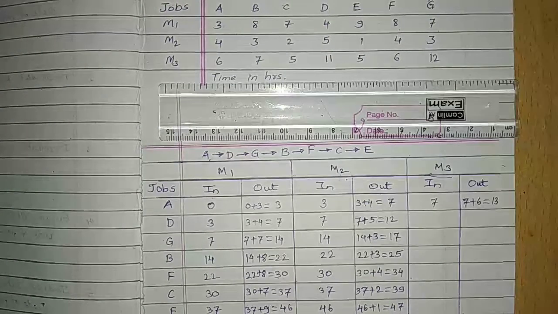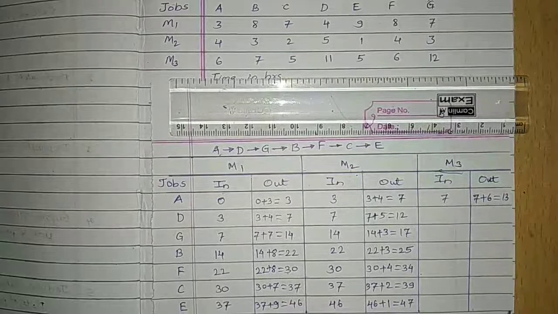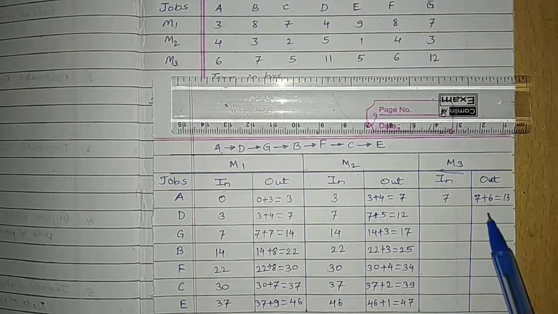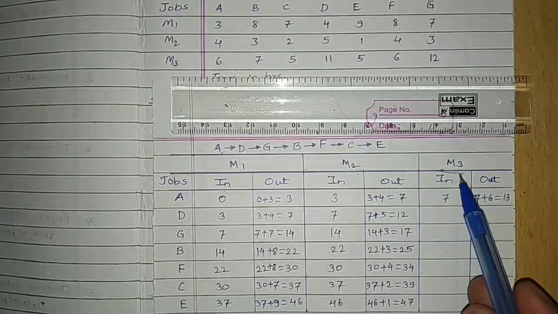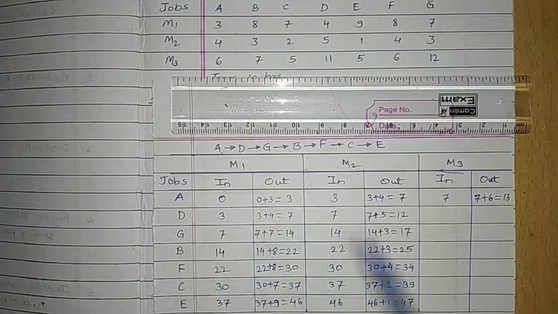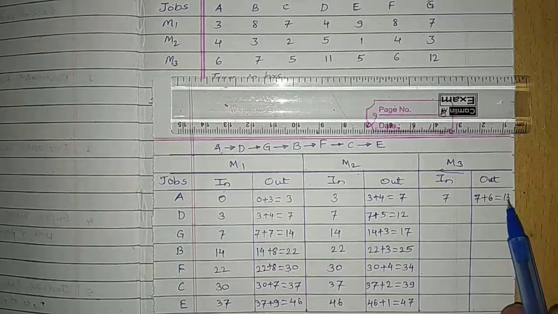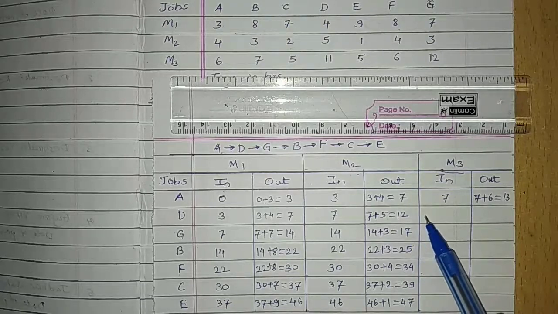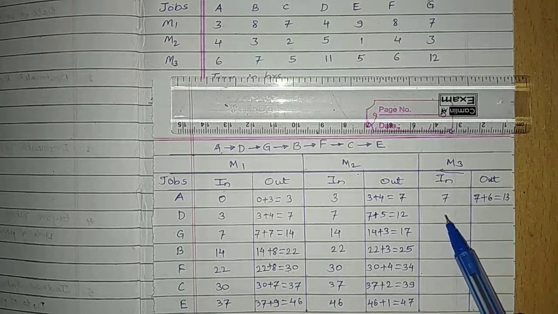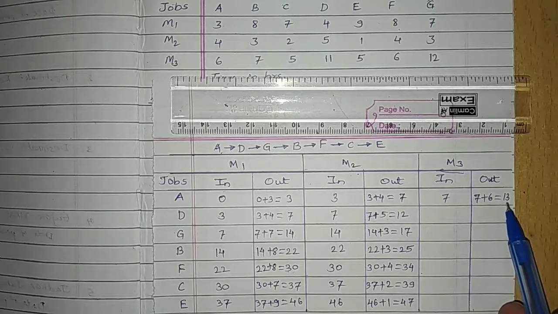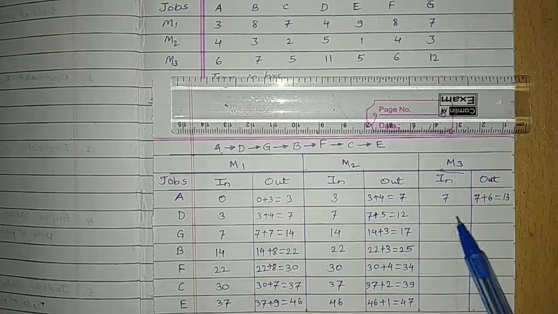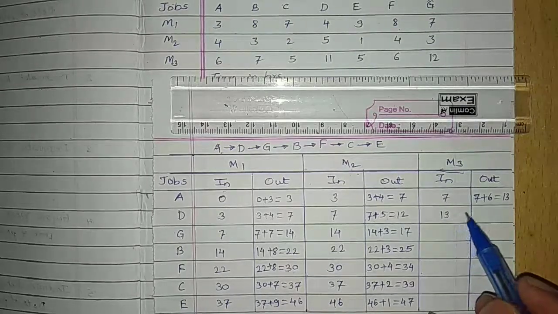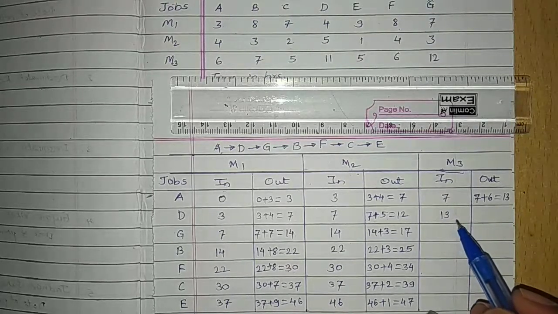This is processing time on machine M3 for job A. Now look here, on machine M3, second job D can come after 13 hours. Though the job D is available after 12 hours for machine M3, but it will be busy for 1 more hour. So job D will have to wait for 1 hour, so that the in time for job D on machine M3 will be 13 hours.